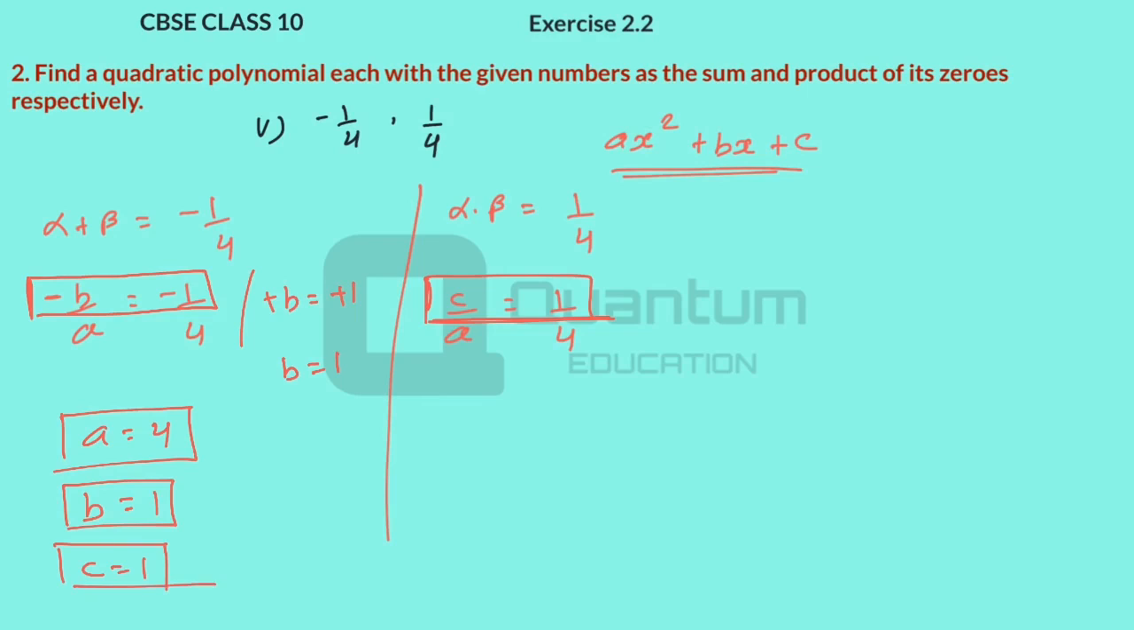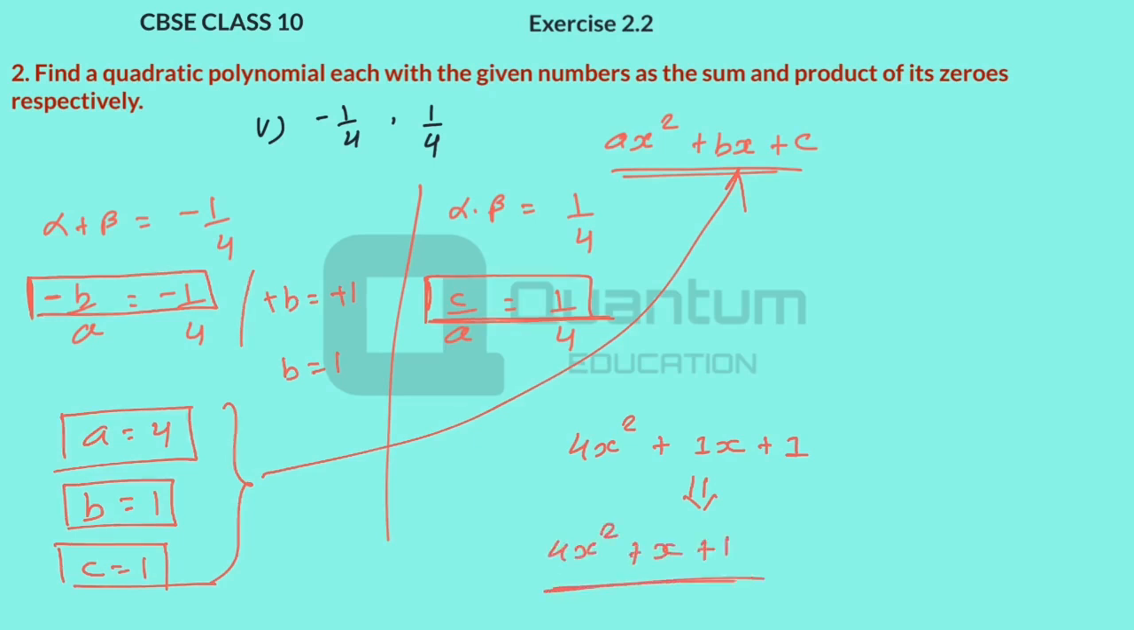So using these values of a, b, c in the general equation, we get 4x square plus 1x plus 1. So the required general equation of the quadratic polynomial is 4x square plus x plus 1.